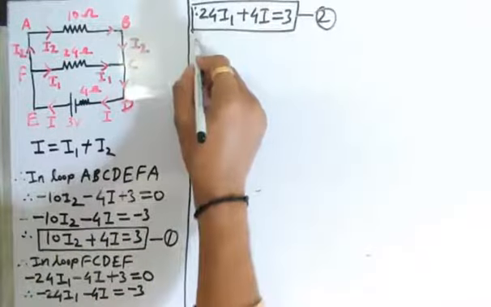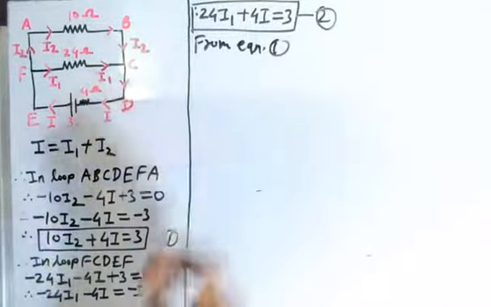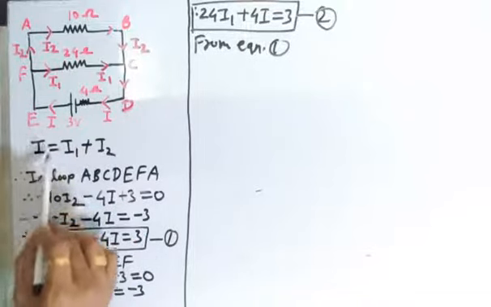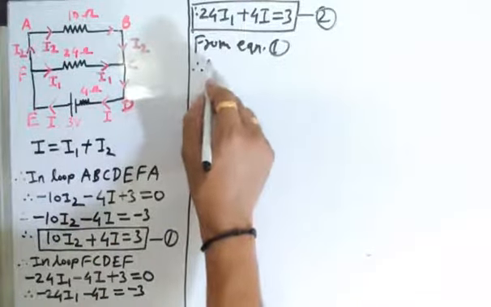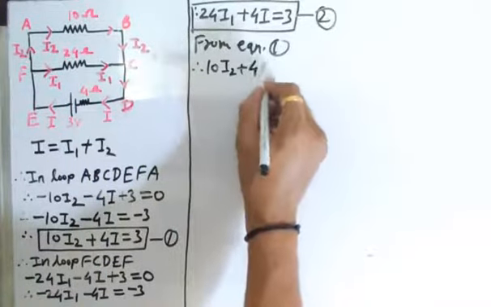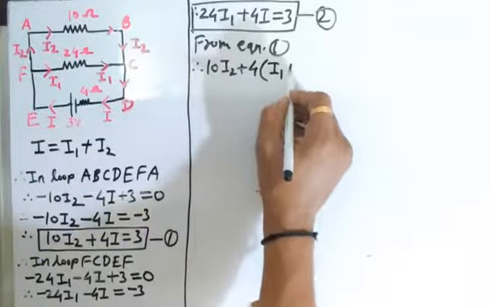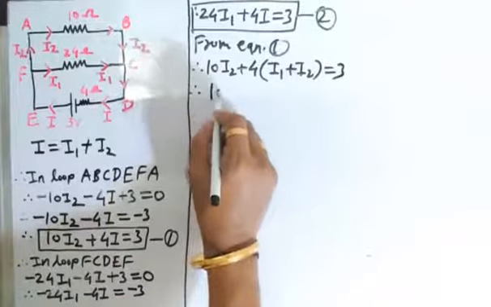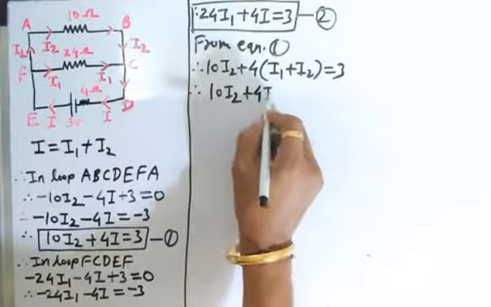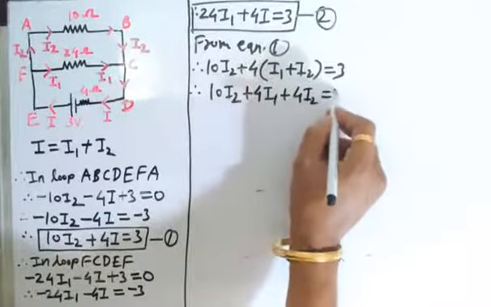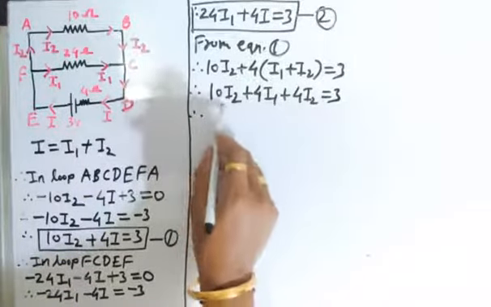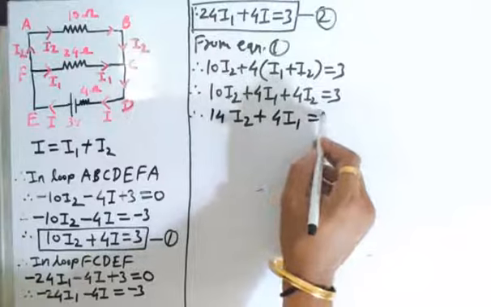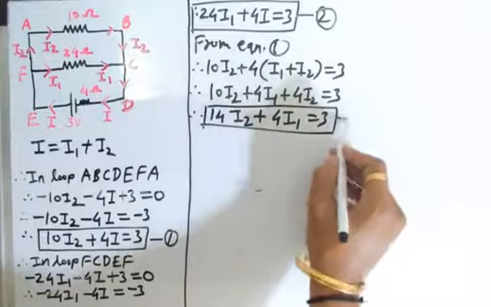Now from equation 1 we can write 10 I2 plus 4I is equal to 3, but we know that I is equal to I1 plus I2, so we are going to substitute the value of I in this equation. Therefore we can write 10 I2 plus 4 into bracket I1 plus I2 is equal to 3. After solving, we get 10 I2 plus 4 I1 plus 4 I2 is equal to 3. Therefore, we get 14 I2 plus 4 I1 is equal to 3. Consider this as equation number 3.